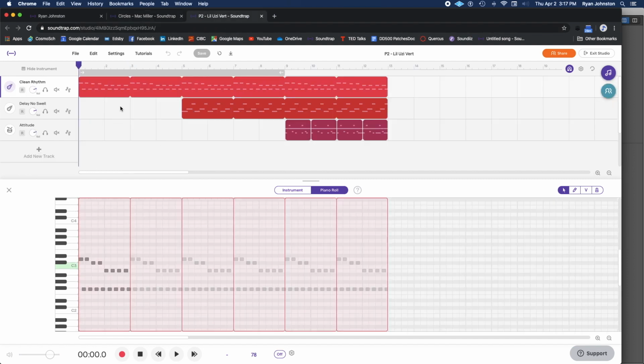Let's look at another example. This is P2 by Lil Uzi Vert. Okay, so I have a descending line here where I can see what the distance is. 1, 2, 3. So the distance between this last line of notes and this top line is a minor third.